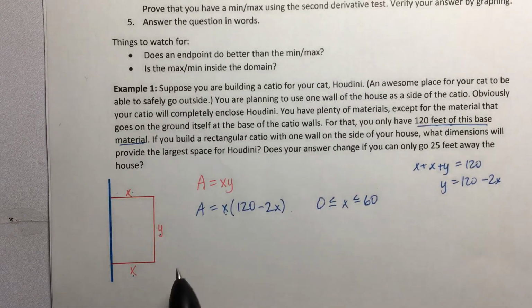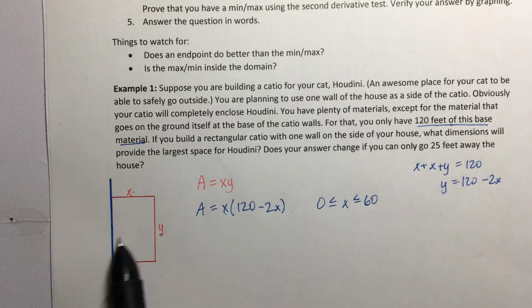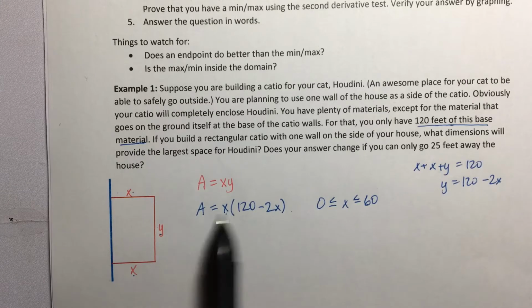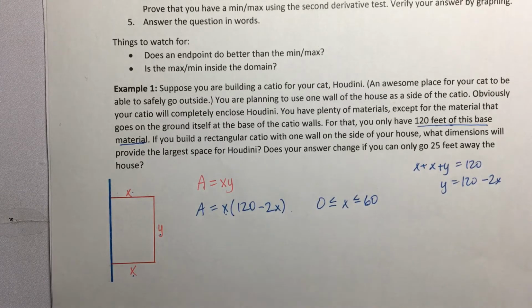So step 1, make a sketch. Step 2, write an equation. Step 3, get rid of a variable as needed and specify the domain. Step 4 is going to be to find where the derivative is 0.